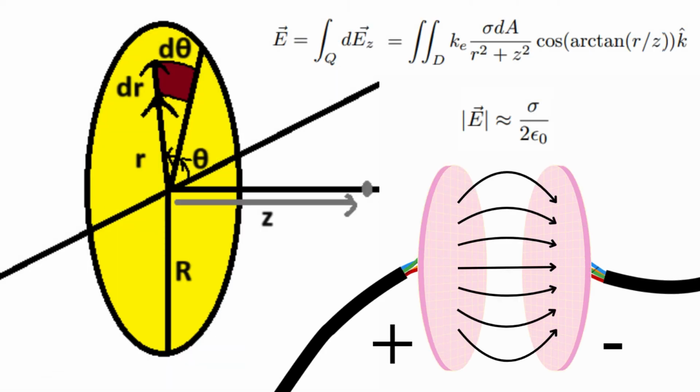In order to find the electric field created by a uniformly charged disk at a distance z from the center of the disk, we have to integrate over all infinitesimal charges. Evaluating the double integral over the disk and considering the case where the dimensions of the disk are much larger than the distance of the point, we get this formula, sigma over 2 epsilon 0. This approximation is accurate for the considered case.